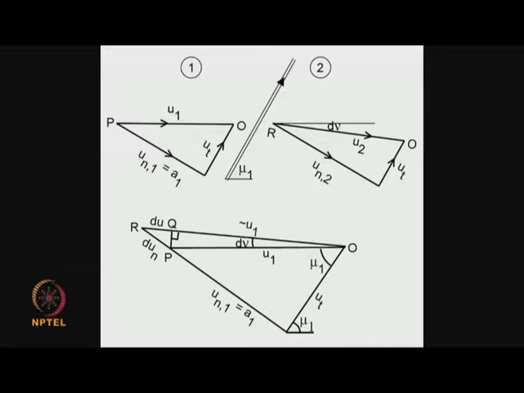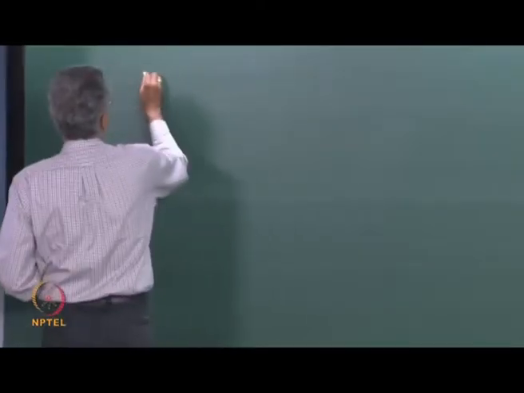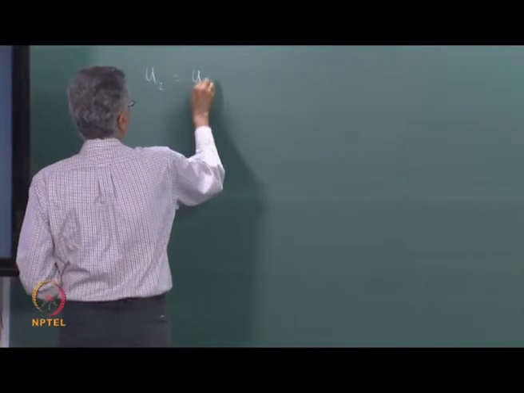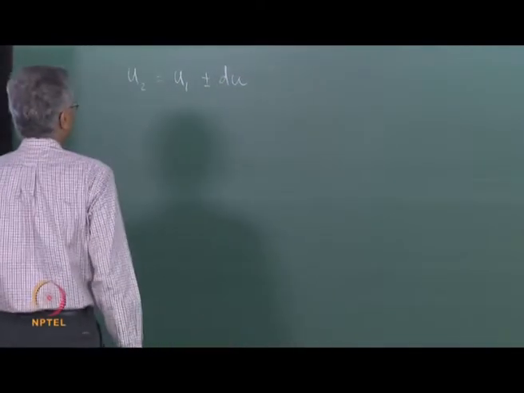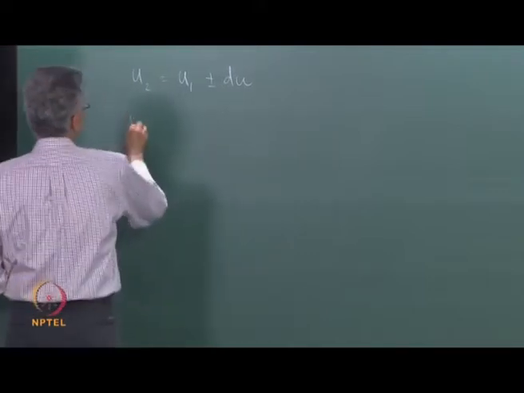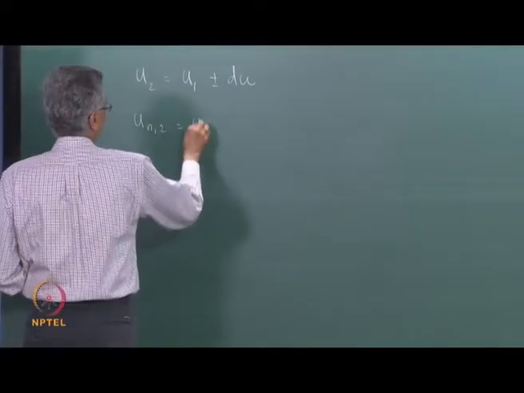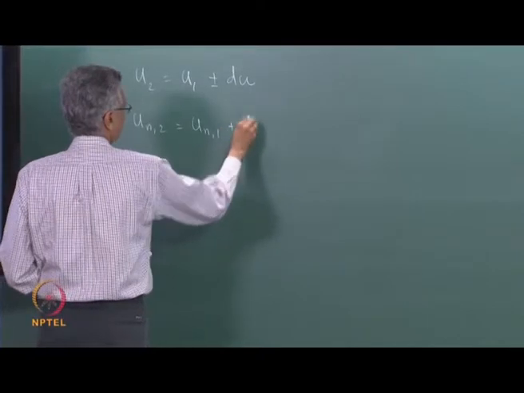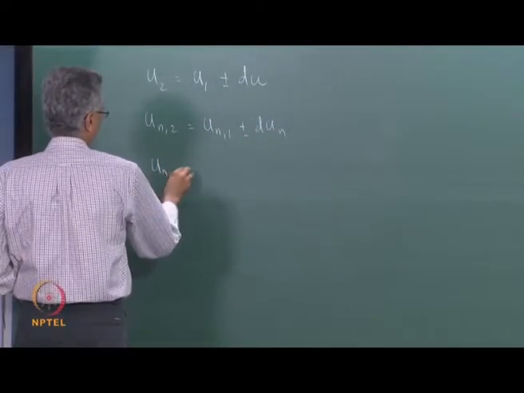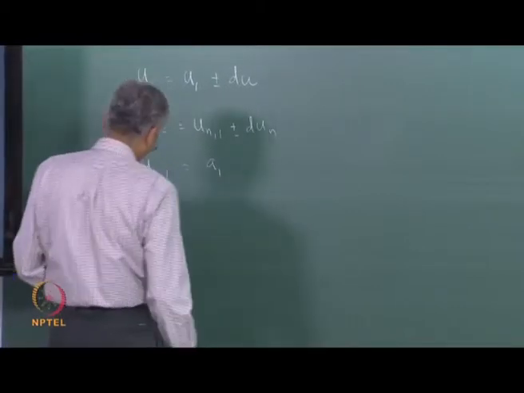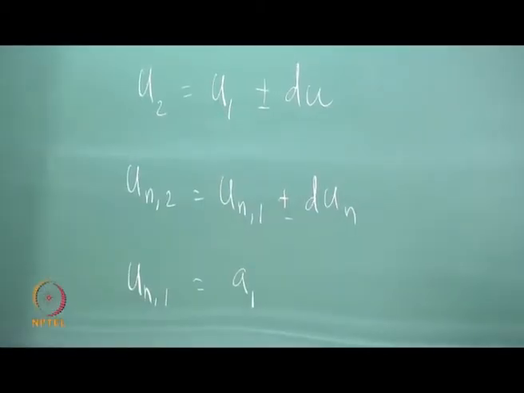Let us just recap these things quickly. We wrote u2 to be u1 plus or minus du, and we also wrote un2 as un1 plus or minus dun. And if you remember, un1 in both cases is equal to a1, which is the speed of sound of the flow approaching the wave.